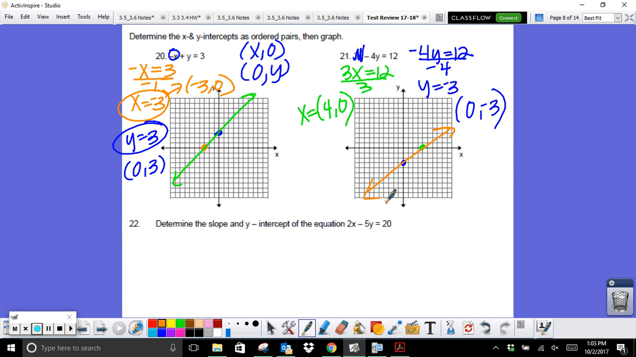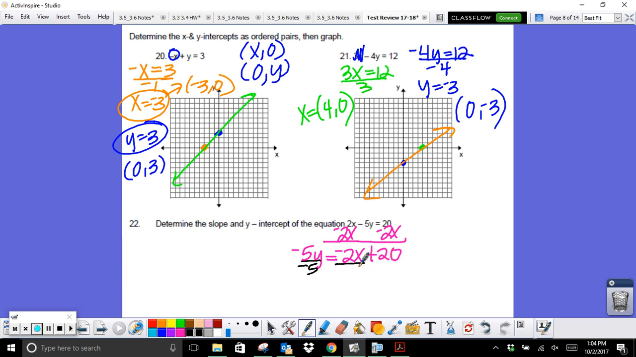Number 22, determine the slope and the y-intercept of this equation. We've kind of already done one like this, but we'll do it again. So I need to get this into y equals. So I'm going to subtract 2x. That gives me negative 5y equals negative 2x plus 20.